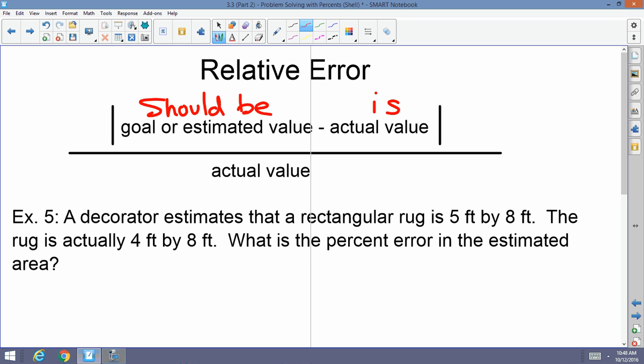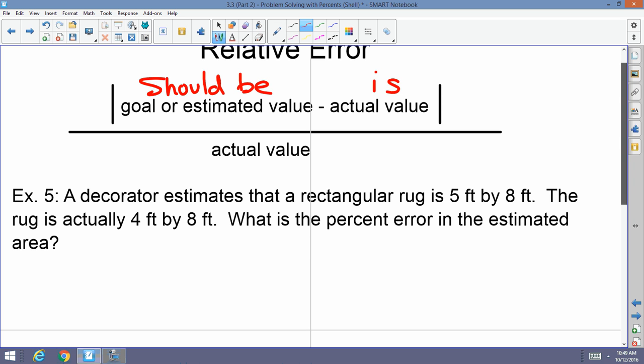So let's think about this. A decorator estimates that a rectangular rug is 5 feet by 8 feet. The rug is actually 4 feet by 8 feet. What is the percent error in the estimated area? First of all, we always have to read. Sometimes people will start breaking this down and go length with length and width with width. You can, but I wouldn't because it said area, right?